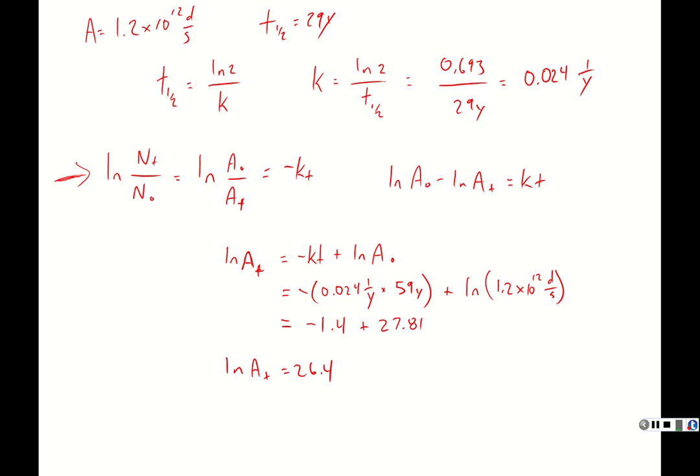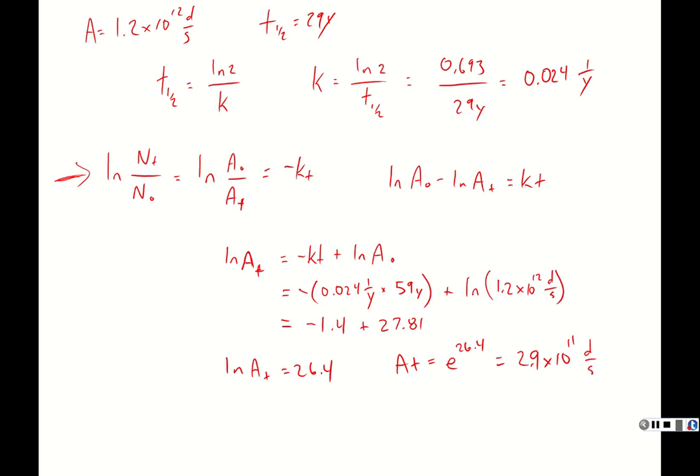And we can solve that for the A t value. If we take e to the exponent of both sides, e to the 26.4, that would be 2.9 times 10 to the 11th disintegrations per second for units.